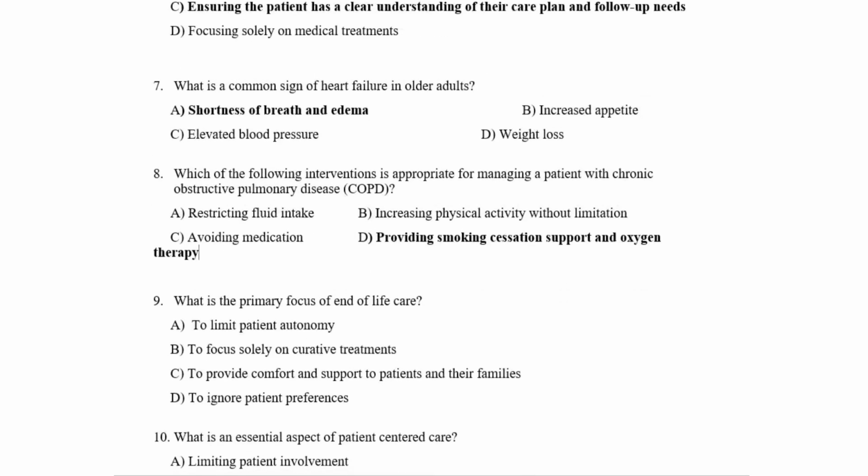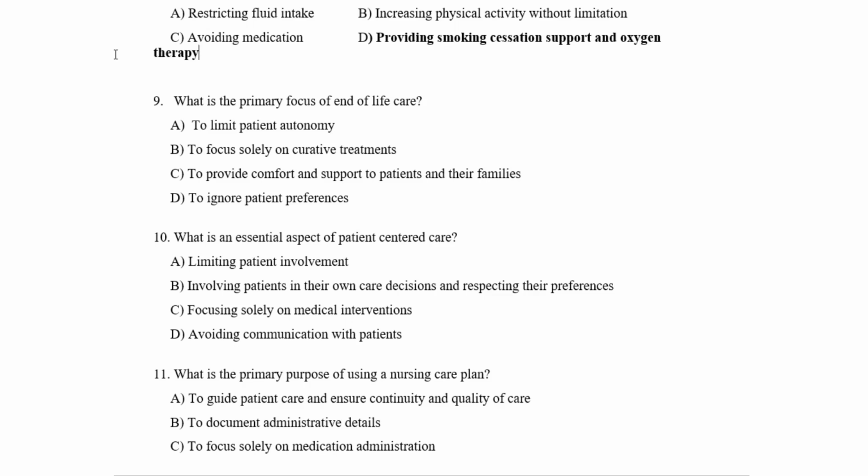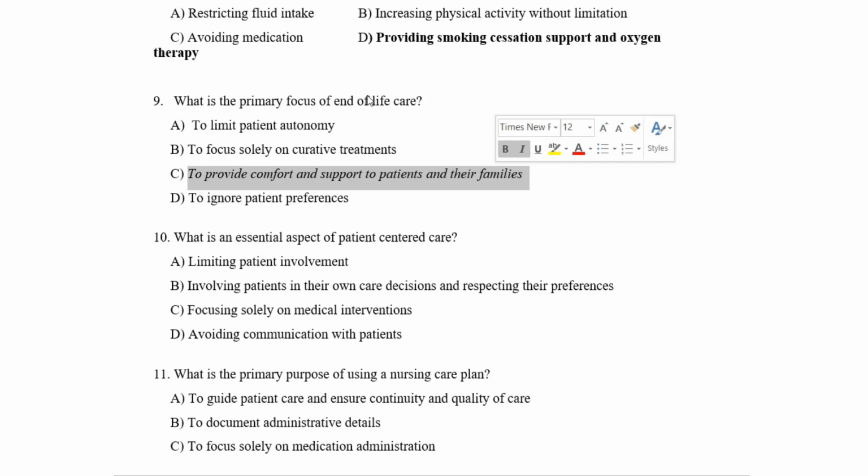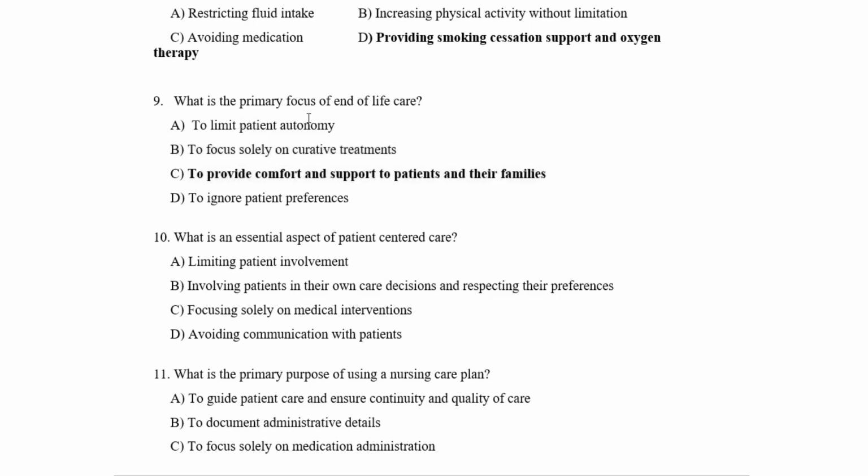Well, त्यसैगरी हामी क्वेशन नम्बर 9 मा हेरौं त। What is the primary focus of end of life care? Option A मा रहेछ, to limit patient autonomy. Option B मा रहेछ, to focus solely on curative treatments. Option C मा रहेछ, to provide comfort and support to patients and their families. Option D मा रहेछ, to ignore patient preference. यसको सही उत्तर हो option C, to provide comfort and support to the patient and their family.